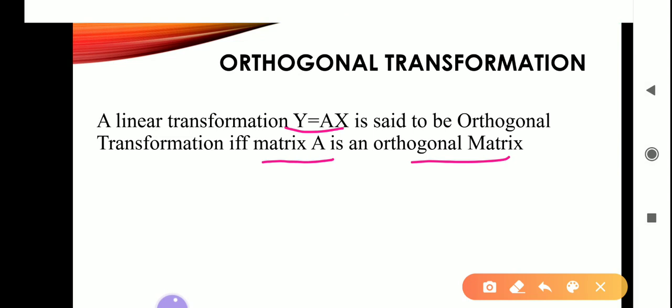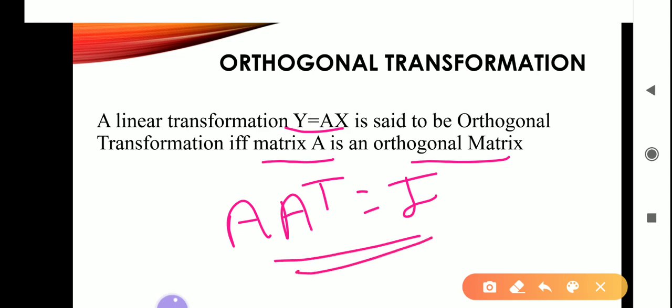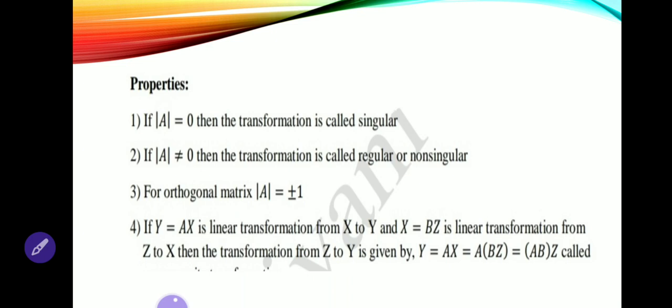First you have to write that transformation in matrix form, then take matrix A and check whether A into A transpose is equal to I or not. If this condition is satisfied, then we can say that matrix A is an orthogonal matrix. And if matrix A is orthogonal, then we can say that the given transformation is also orthogonal.